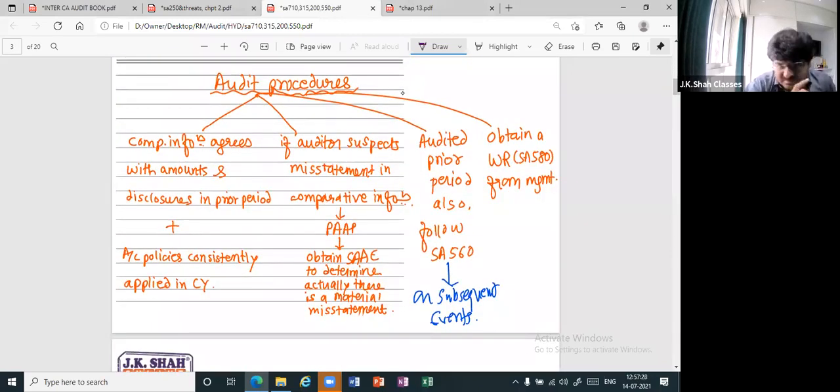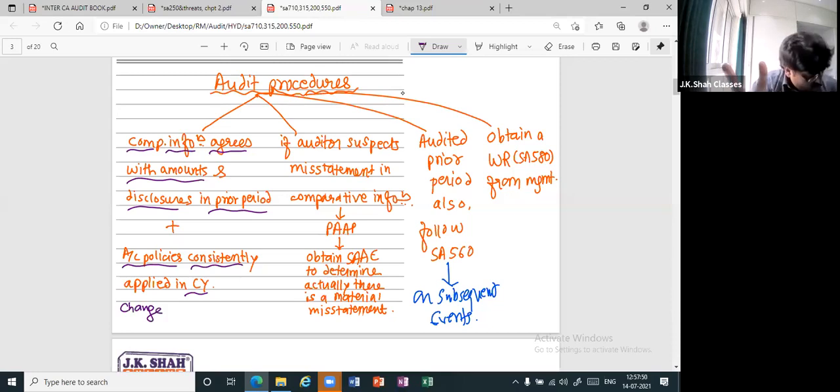Firstly, check whether the comparative information agrees with the amounts and disclosures in the prior period. Whatever was in the prior period, last year, that should come in the last year's column. So you will have to check whether it is properly copy pasted or not. Check whether the accounting policies which were in the last year are consistently applied in the current year. By the way, if there is any change, can you change?